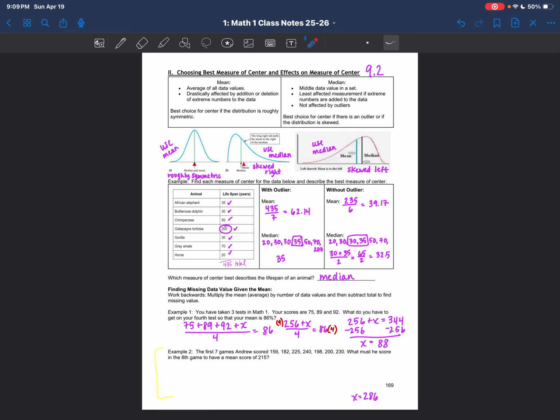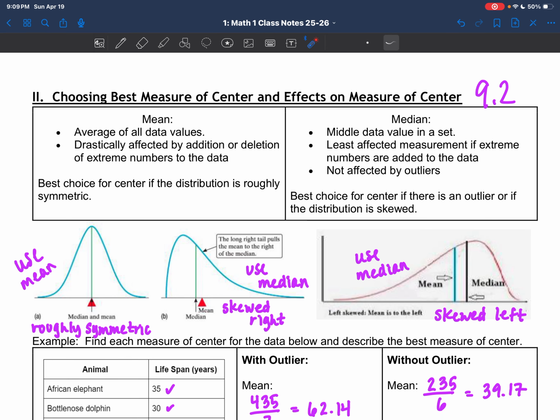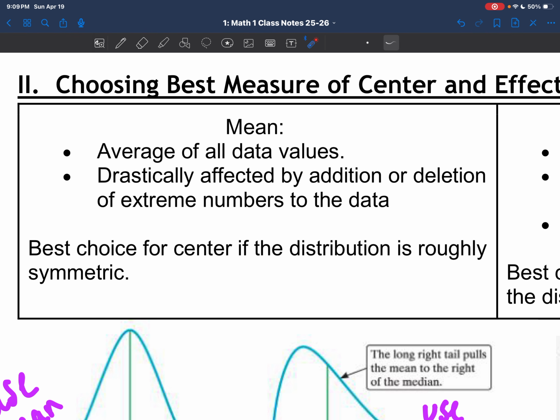All right, today we're going to talk about choosing the best measure of center and the effects on the measure. So, quick review: the mean is the average of all data values, and it's drastically affected by any addition or deletion of extreme numbers to the data. So this is the best choice if the distribution is roughly symmetric.